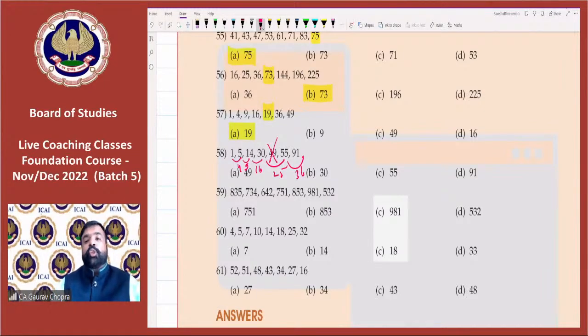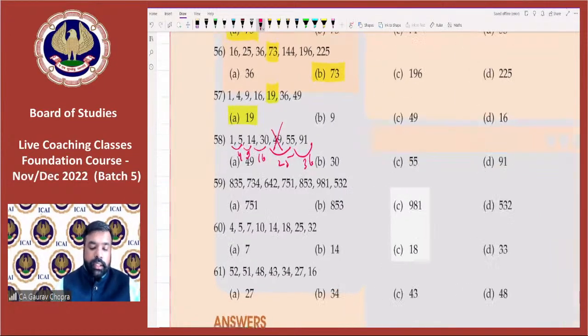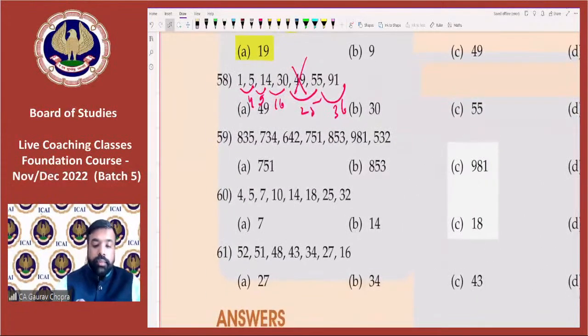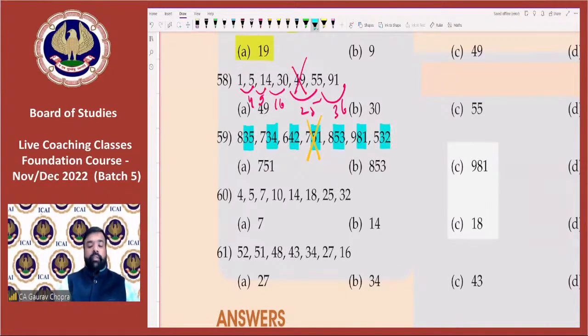59th. 59th is very interesting. If you see this carefully, the series, add last two terms. 3 plus 5, it is 8. 3 plus 4, it is 7. 4 plus 2, 6. But 5 plus 1 is not 7. Then 5 plus 3 is 8. 8 plus 1 is 9. 3 plus 2 is 5. That means this pattern is getting followed in each and every one except 7, 5, 1. So odd one out is option number A.